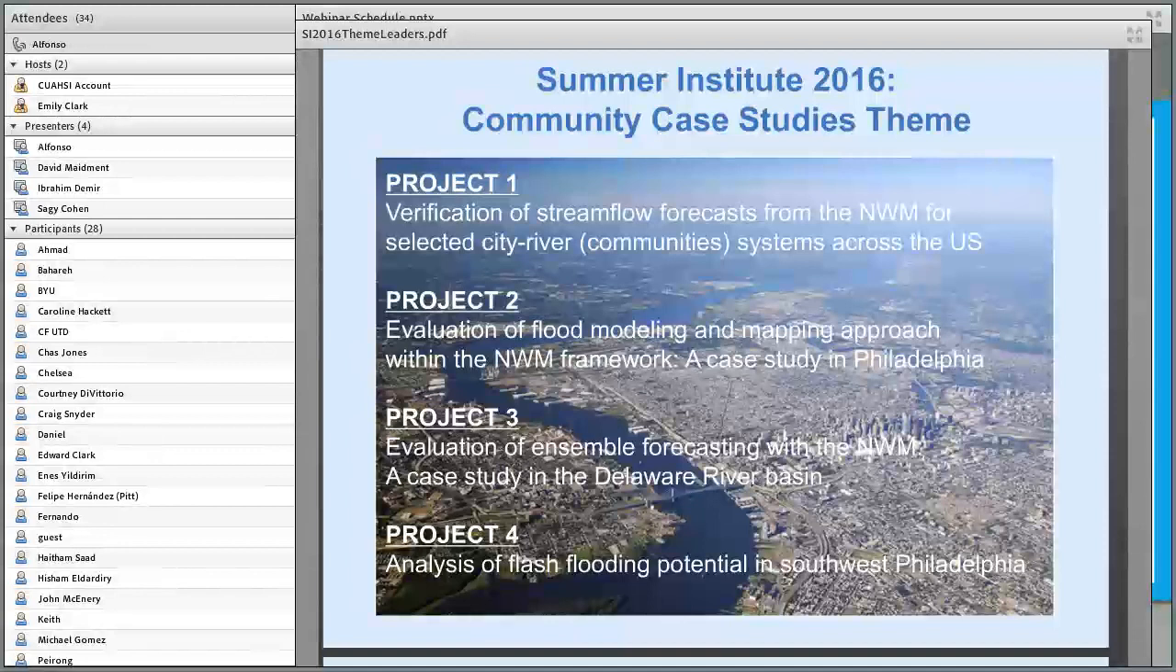This could be linked to the river in flooding, but not necessarily. We would use the DEM and infrastructure data to look at causes and flash flood potential within Philly. And then we would try to use that information to suggest or make some recommendations about how to incorporate urban flash flooding in the National Water Model.